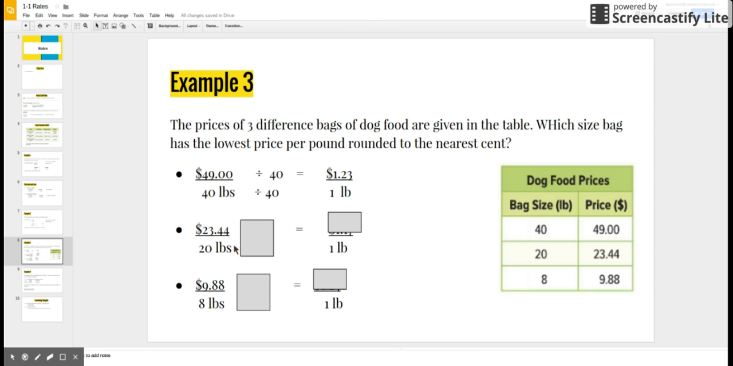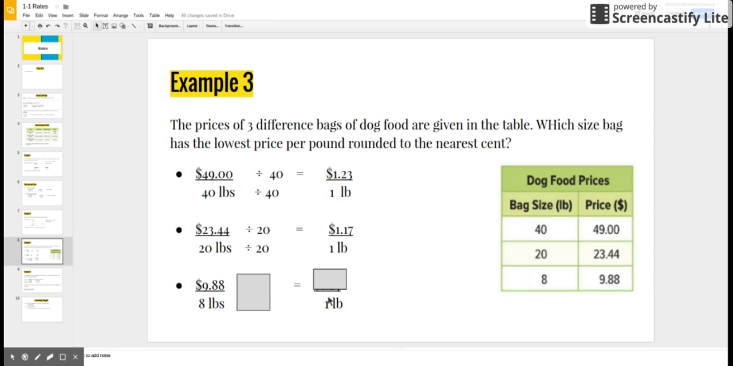In the second example, we have $23.44 per 20 pounds. How am I going to go from 20 pounds to 1 pound? What am I going to divide by? Well, I'm going to divide by 20. So 20 divided by 20 gets me 1. 23.44 divided by 20 gets me $1.17. So far, this one, $1.17 per pound, is actually cheaper than this, $1.23 per pound.